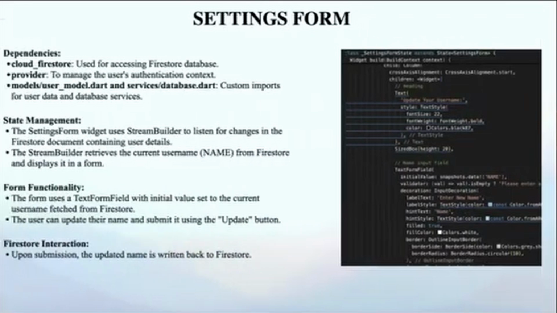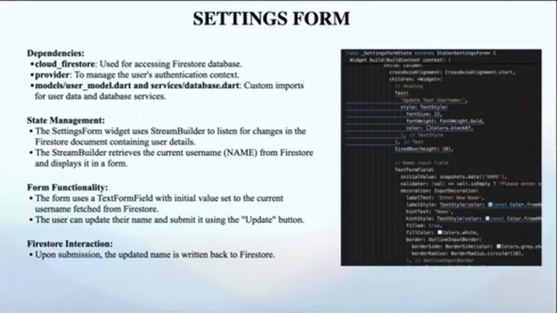And in the settings form, we just have an update button, where the dependencies include the Cloud Firestore, used for accessing the Firestore database, and the provider to manage the user's authentication context. And in the state management, the settings form widget is using a stream builder to listen for the changes in the Firestore document, and this retrieves the current username from Firestore and displays it in the form on the top. And the form functionality uses a text form field with the initial value set to the current name fetched from Firestore. And when we update it and click on update, then we can view the new updated name. And with the Firestore interaction, upon the submission, the updated name is written back to Firestore.